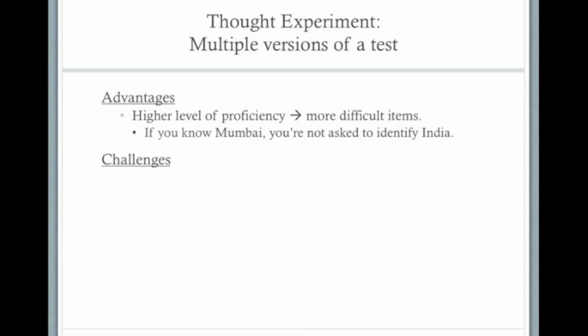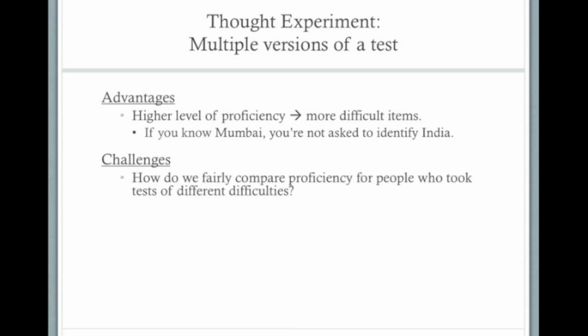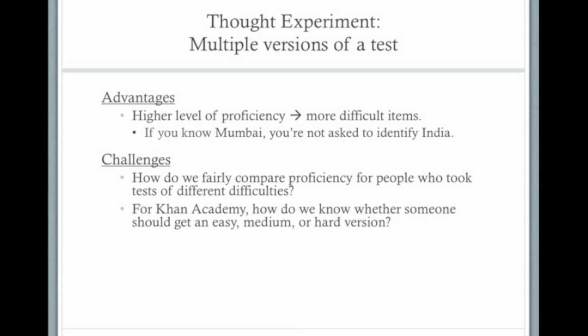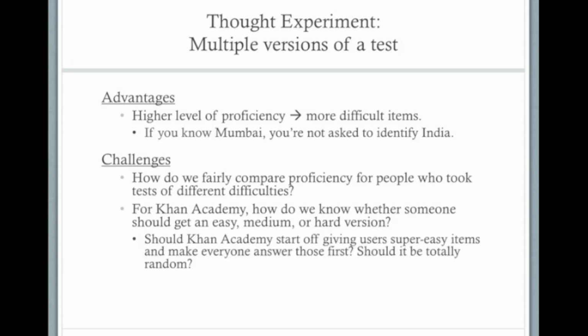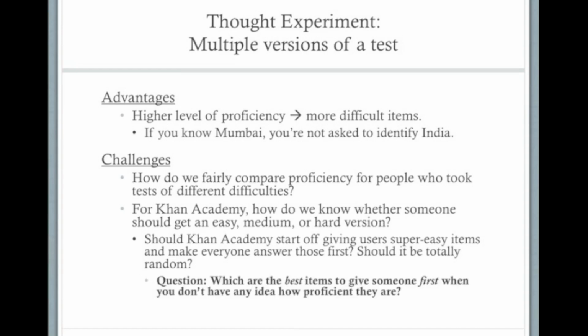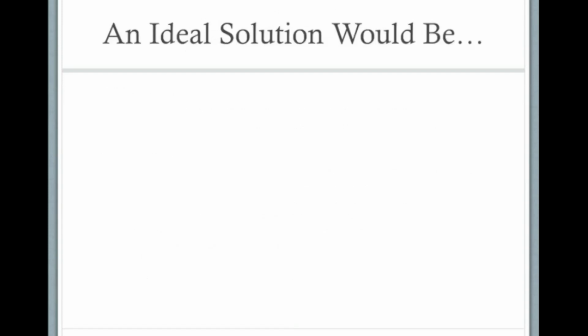Having multiple versions of a test also has challenges. One of the key ones is, how do we fairly compare proficiency for people who took tests of different difficulties? And how do you know whether someone should get a test that is easy, medium, or pretty difficult? Should Khan Academy start off giving users super easy items and make everyone answer those first? What are the best items to give someone first when you don't have any idea how proficient they are? These are some pretty tricky measurement problems to resolve.